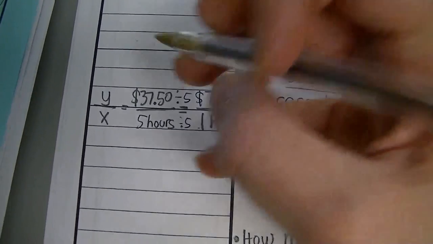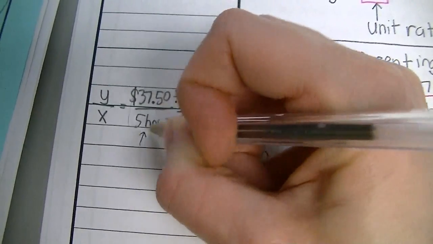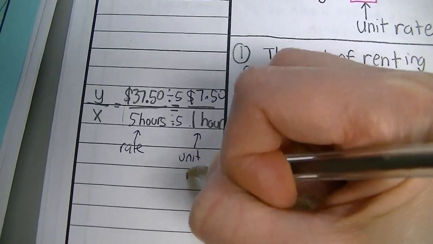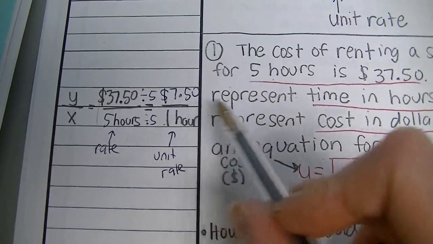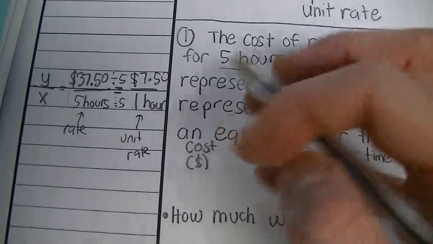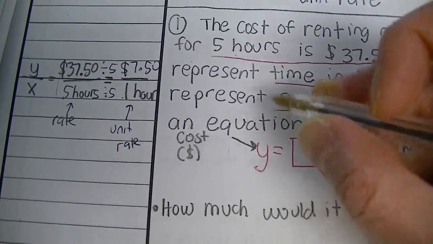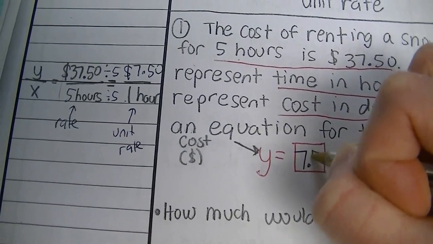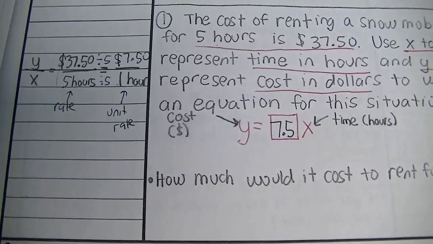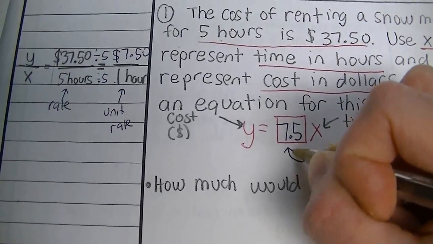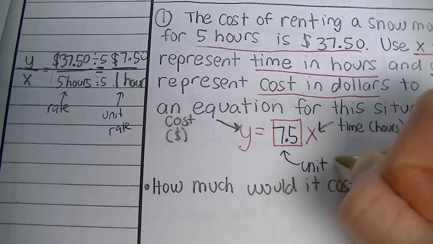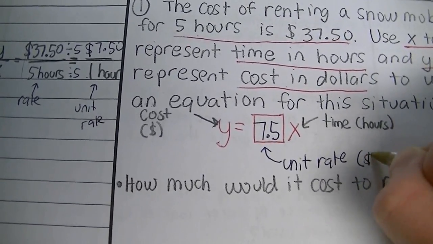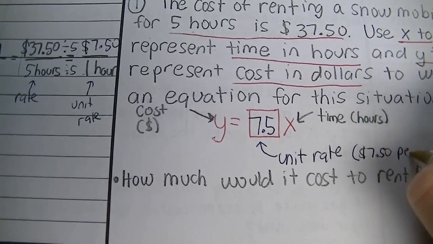So that right there is the unit rate. This situation was the rate, and this right here is the unit rate. So that spot we reserved for the unit rate, we're going to plug that in right there. And just to save some room, instead of writing $7.50, I'm going to write 7.5, because that's the exact same thing. And I'm going to label that so you know that's the unit rate. And that unit rate, just so you know, is $7.50 per hour, okay?